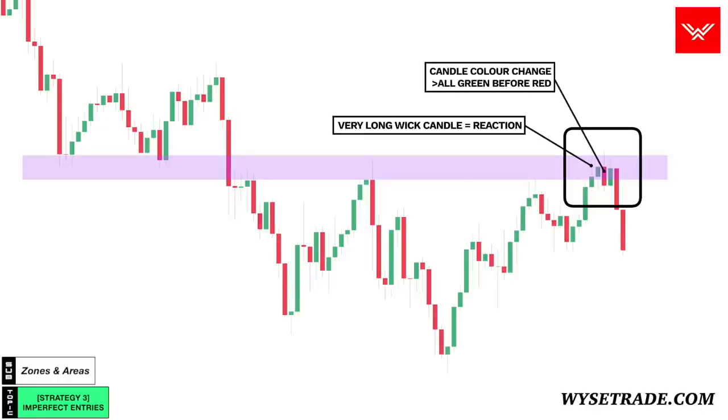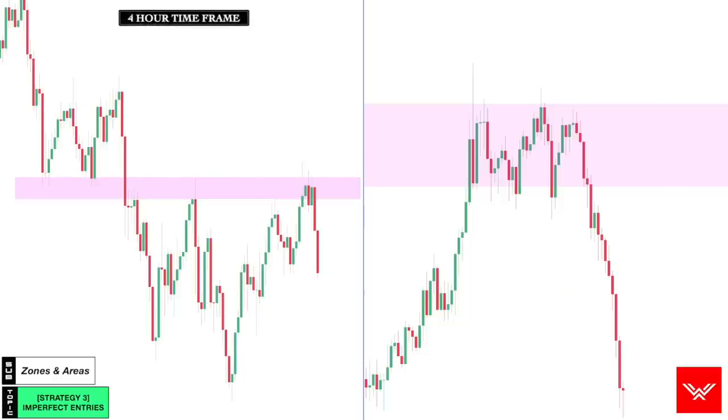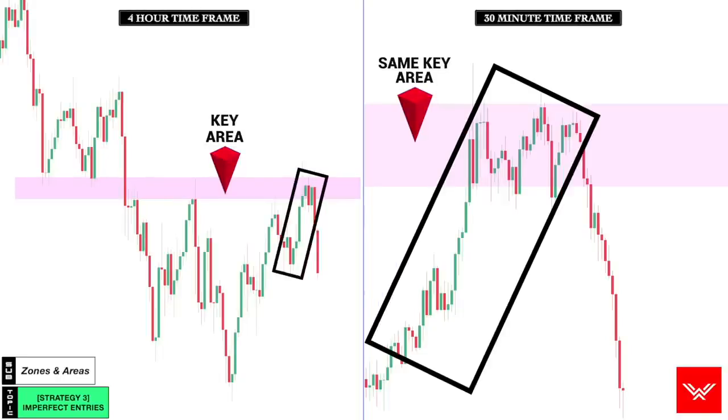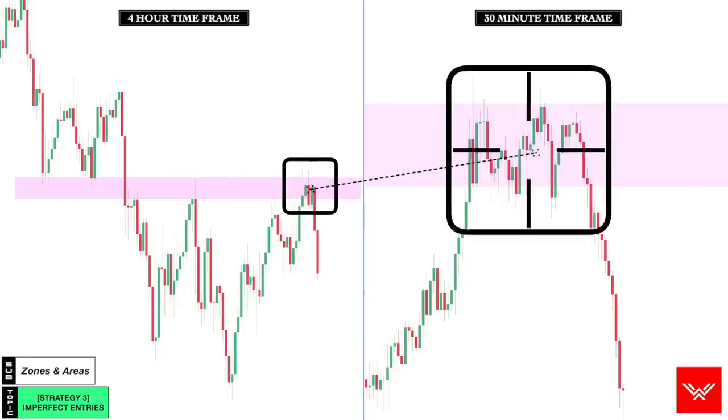So let's pull up a lower time frame, specifically the 30-minute time frame, and put it beside this one. On the left is the 4-hour time frame we just looked at, and on the right is the 30-minute time frame of the same asset. Same key level, same uptrend. This area here is this same area here.